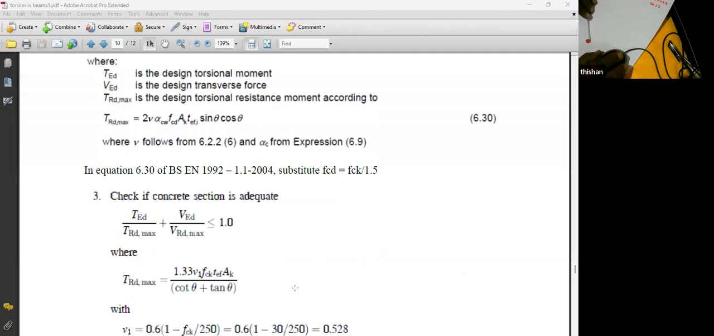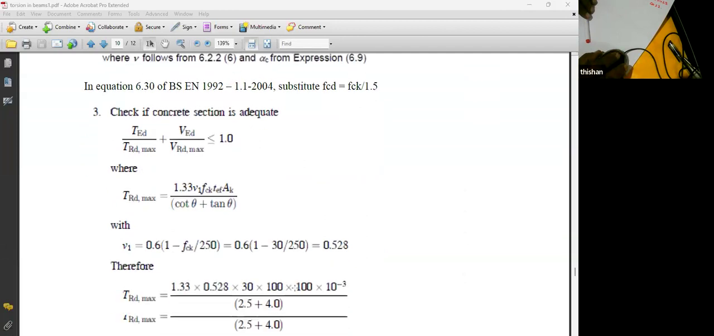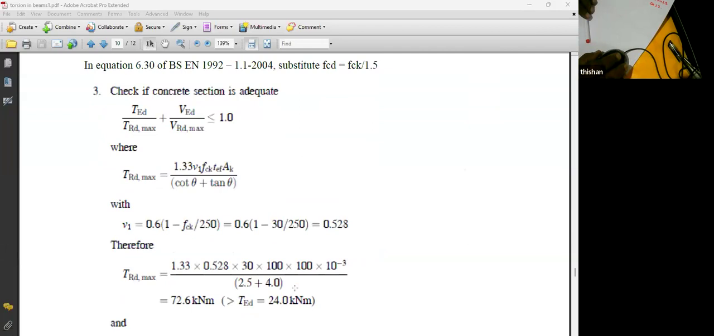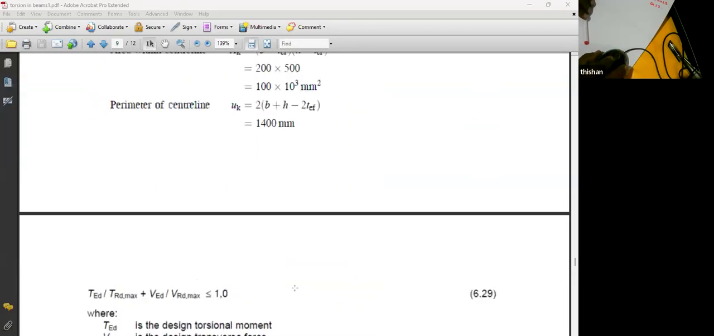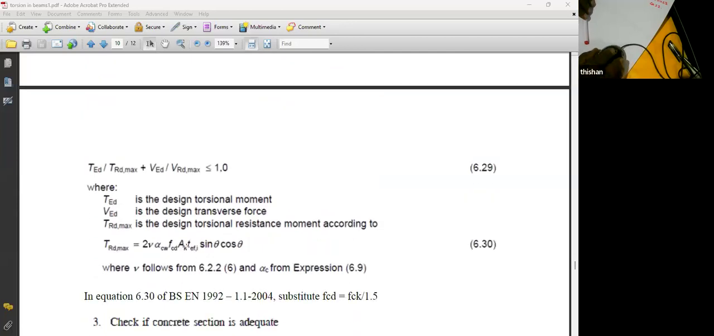3.66 in 10 to the power 6. Sorry, no. 3.66 in, no, I think we have missed something. Yeah, just one moment. Okay, FCD. We have not multiplied FCD.